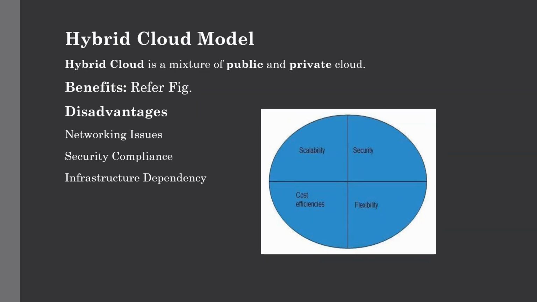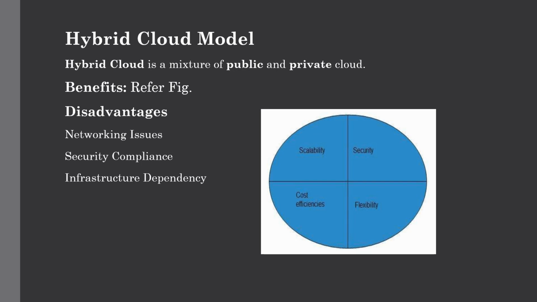Next model is the hybrid cloud model. As the name suggests, hybrid cloud is a mixture of public and private cloud. The non-critical activities are performed using the public cloud, while the more critical activities are performed using the private cloud. So it totally depends upon the security that you need in your operations. There are many benefits of deploying cloud as a hybrid cloud model, which I have given in this figure here. Now we will discuss them one by one.